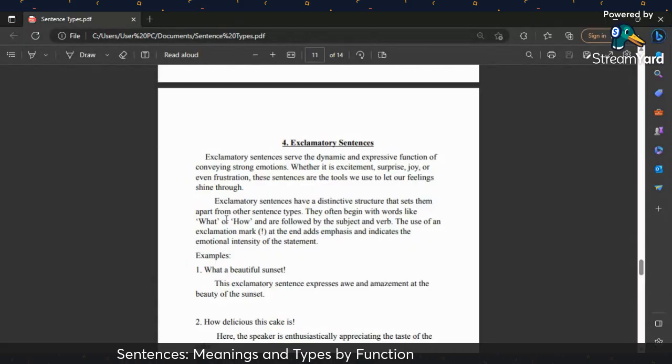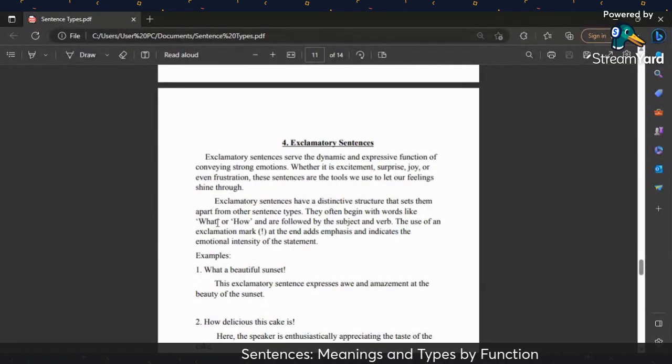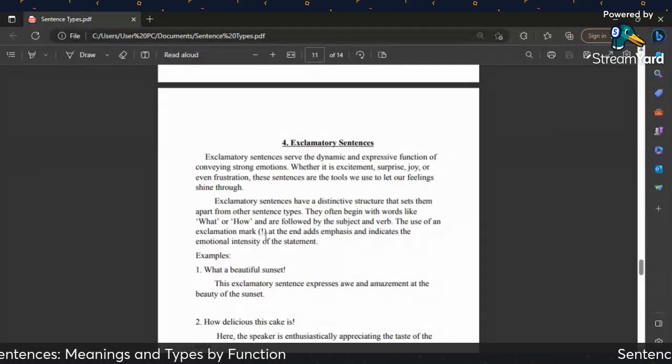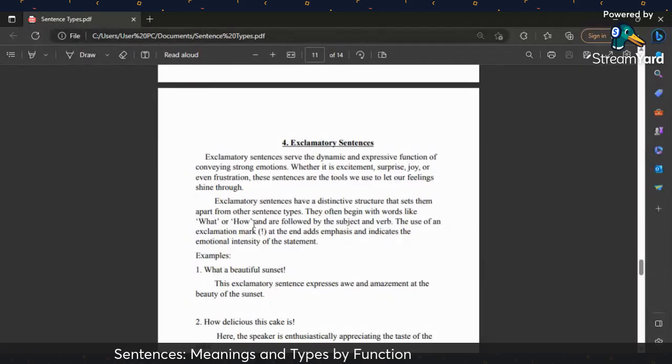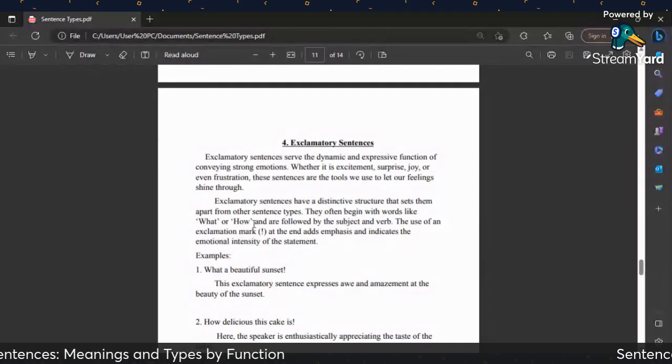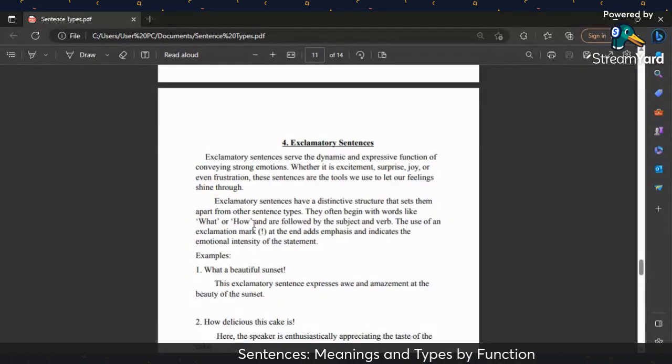And they have a distinctive structure. Unlike the other sentence types, they often begin with words like what or how, followed by the subject and the verb. Then they make use of the exclamation mark as the punctuation that indicates them most of the time. Because at the end of the sentences with an exclamation mark, which is an exclamatory sentence, just as the name implies, exclamatory sentences, exclamation marks.